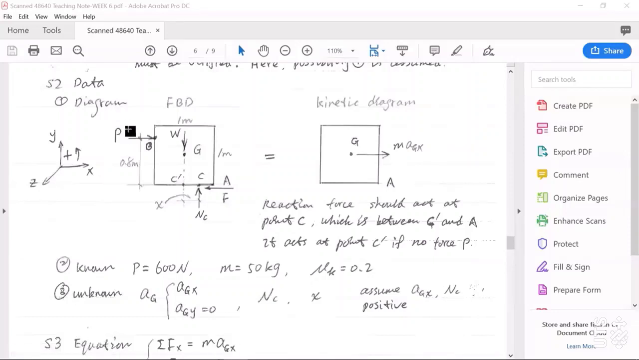The reason is this external force P. Because this external force P has a tendency to result in a tip of this crate, rotating about this corner point A. So this will move the acting point of reaction force N from C prime, the middle point, to C. The distance from C prime to C at this moment is unknown. We assume it's X.